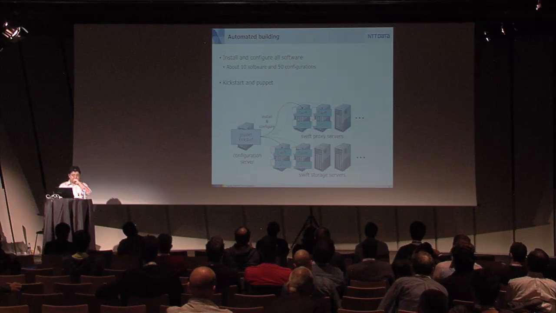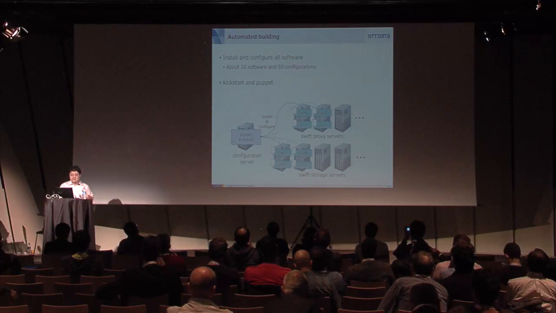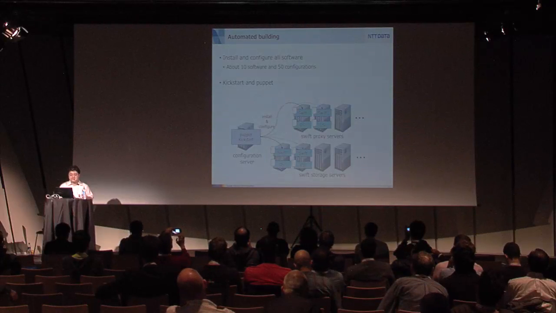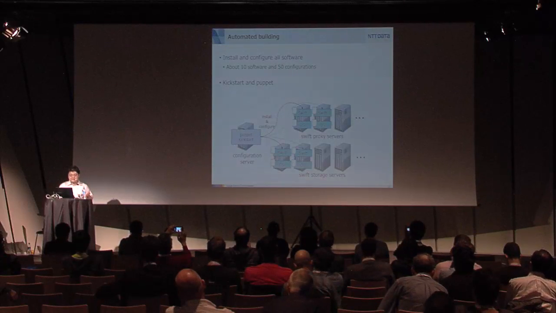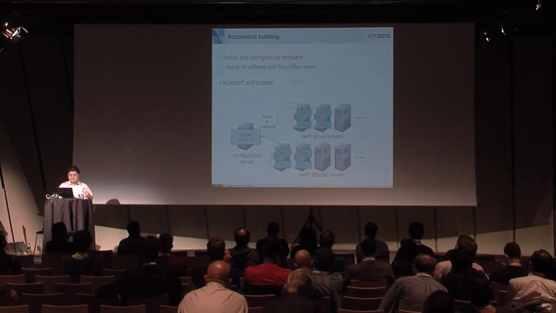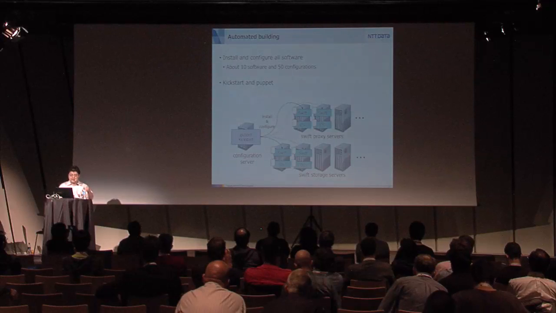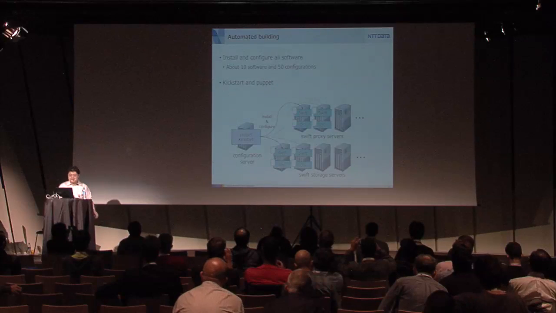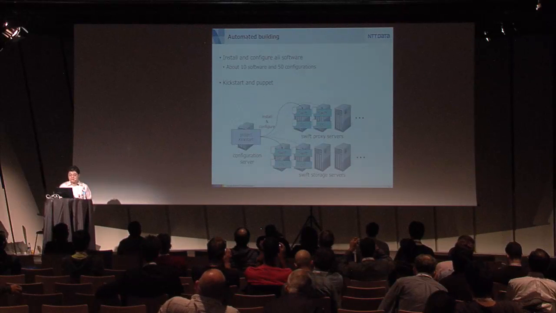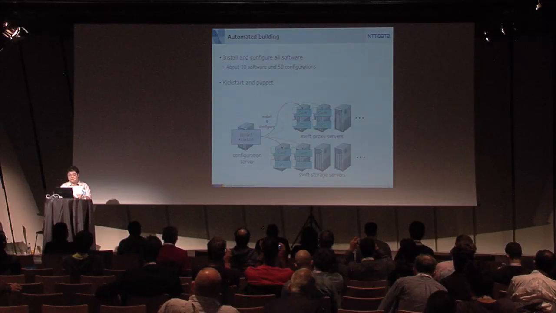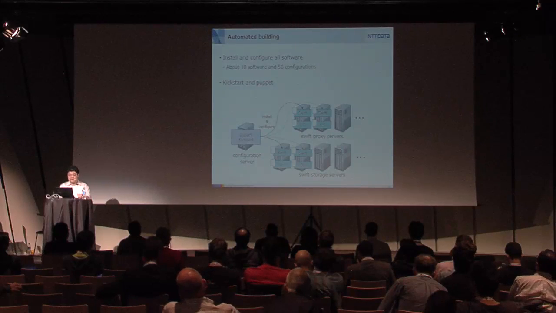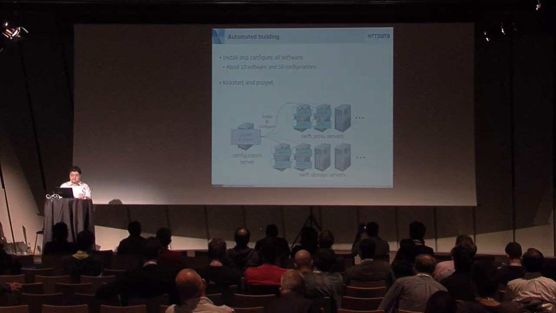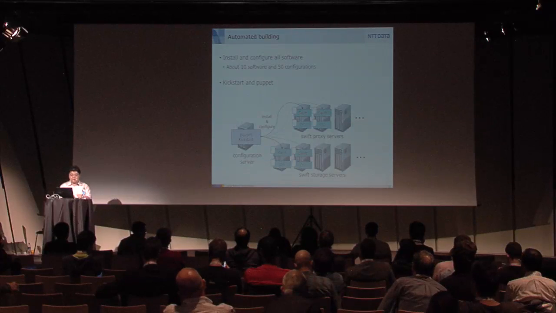To solve this delivery problem, we constructed automated building tools for Swift nodes. With this tool, we can automatically install software on servers and configure all of them. We use Kickstart for installing and Puppet for configuration, and install about 10 software packages, including OS, Swift, and monitoring software, and then generate 50 configurations of all OS functions and other software.